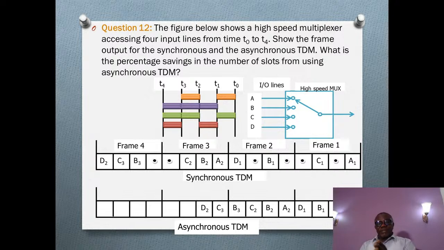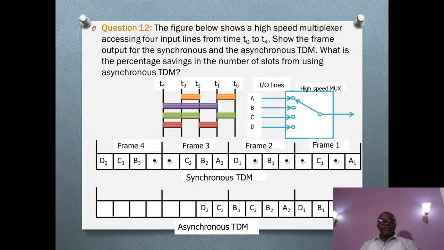It repeats the thing from T2 to T3. So A has something which he calls now the second A, A2, because this is the third frame now. He sees something in B, he calls it B2. He sees something in C, he calls it C2. There is nothing in D, so it transmits empty space.